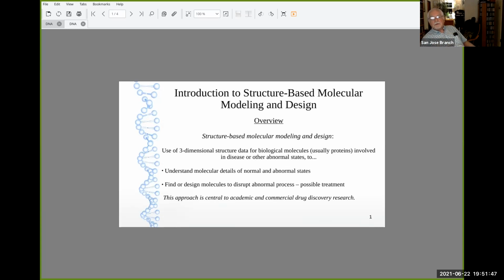So this whole approach of structure-based molecular modeling and design is absolutely central to drug discovery research in academic settings and in commercial settings at pharmaceutical companies. Although there's a lot of interaction with academic groups as well. There's almost nothing that originates totally in a pharmaceutical company. Usually things are based on some academic research. So this is what we're going to be covering.